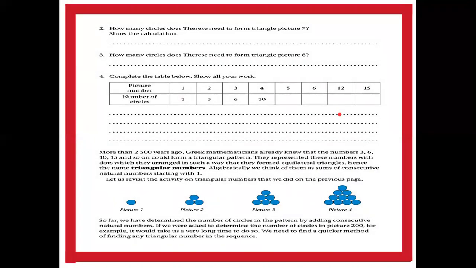How many circles does Teresa need to form triangle picture 7? Show the calculation. So for picture 5, we just went 5 plus 4 plus 3 plus 2 plus 1. So it'll be the same for picture 7. It'll be 7 plus 6 plus 5 plus 4 plus 3 plus 2 plus 1.